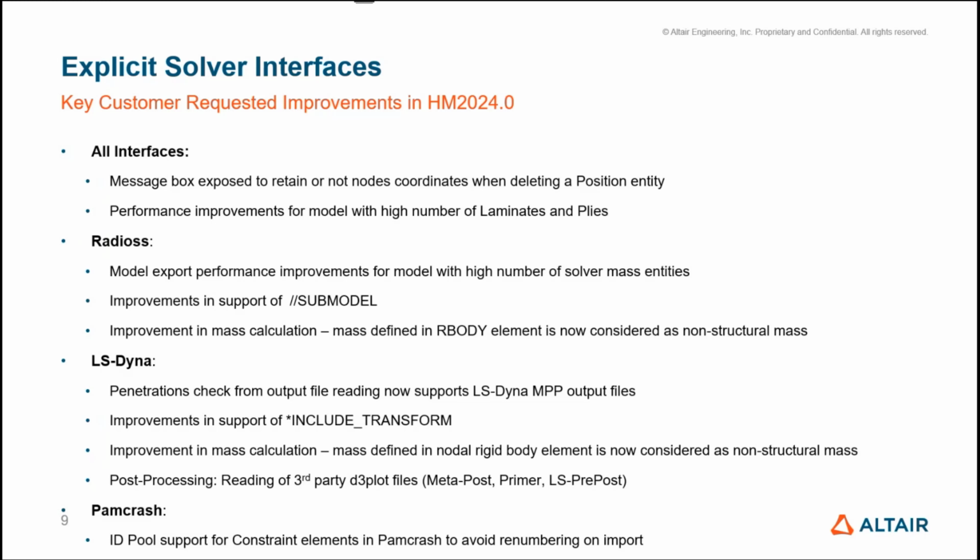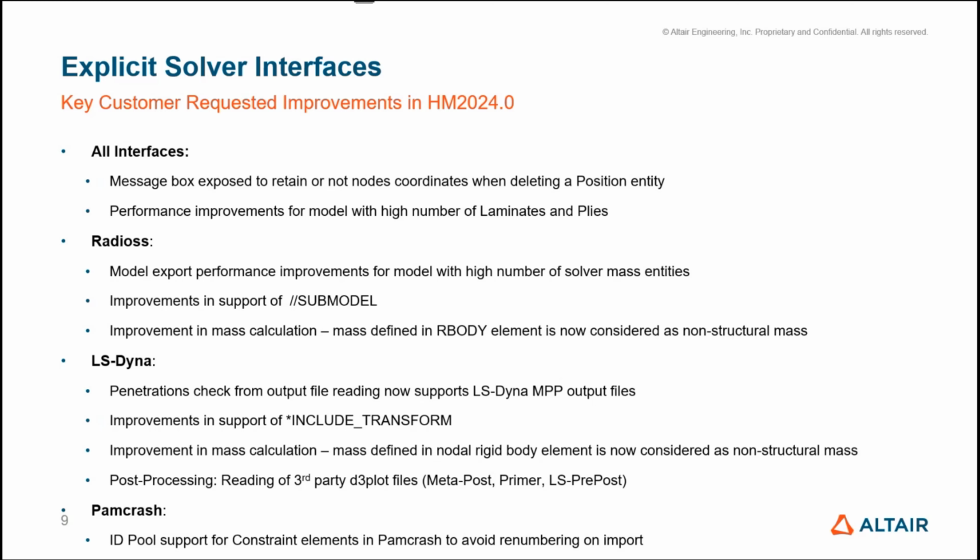We have also great performance improvements for composite support when models have a high number of laminates and plies. As part of the Radioss interface, here as well, performance improvements on the export process when the model has a high number of solver mass entities. We have done also multiple improvements in terms of support of submodel.